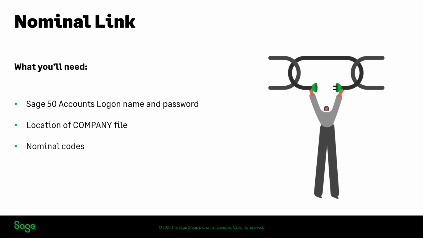Now, if you've got access to accounts and you've got access to payroll, then it's straightforward. You're just switching between the two. If you don't have access to accounts, so the 35% of you that said you had access or processed Sage 50 payroll only, then it's just a case of getting that information. When you go into the nominal link, it will ask you for a series of nominal codes, and that's where you're going to need to get your accounts colleague involved.